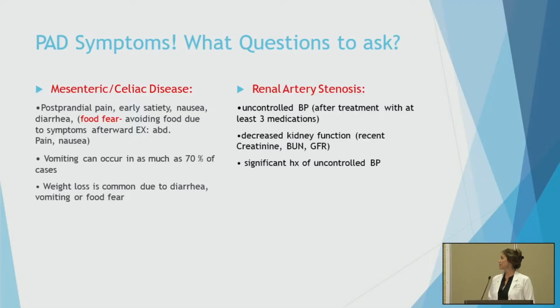So ask these patients, do you have uncontrolled blood pressure? How many blood pressure medications are you currently on? Do they have decreased kidney function? What was their last creatinine, BUN, GFR levels? And one of the leading causes of kidney failure in the United States is uncontrolled hypertension.